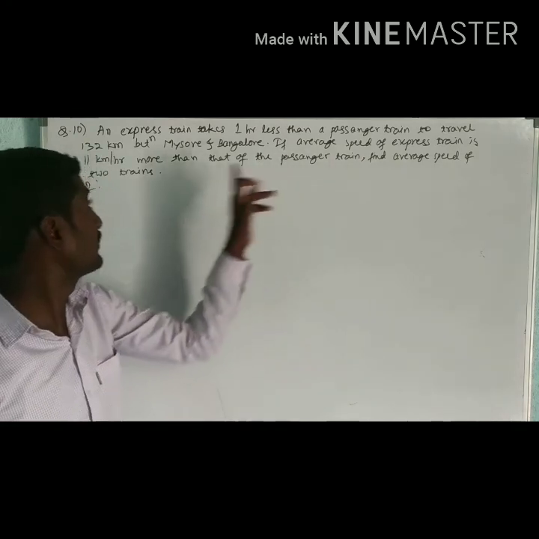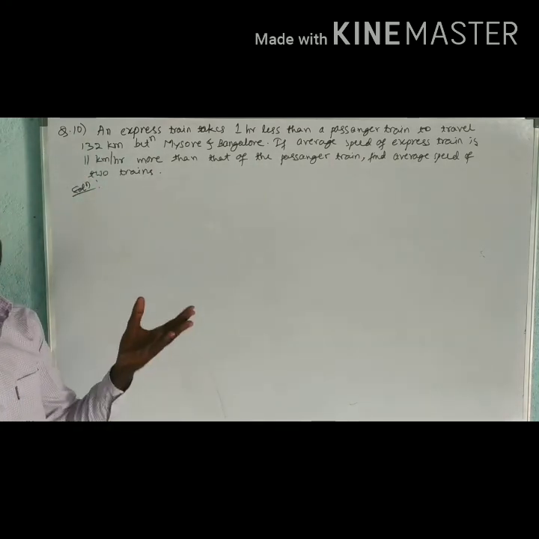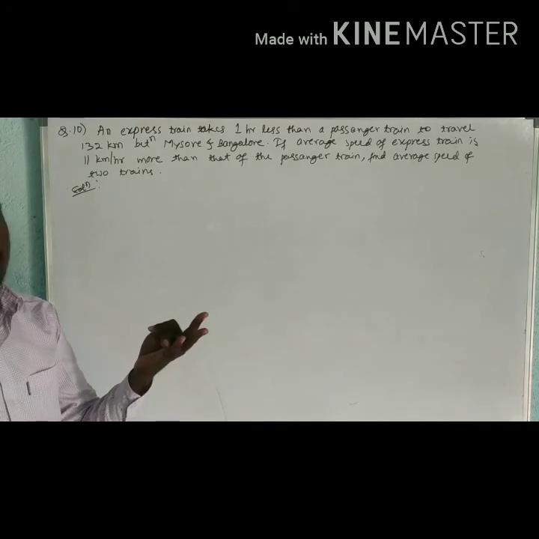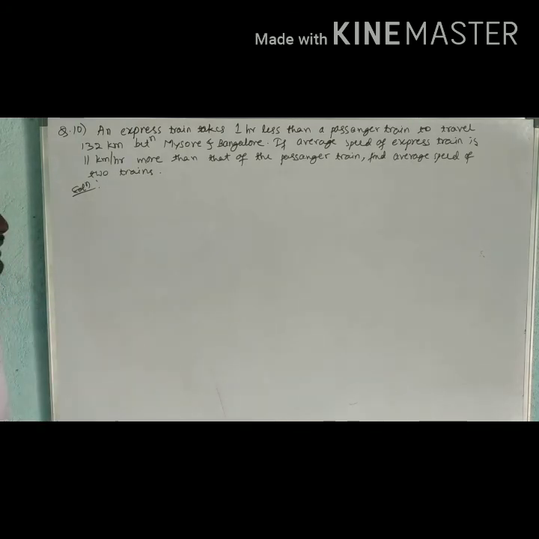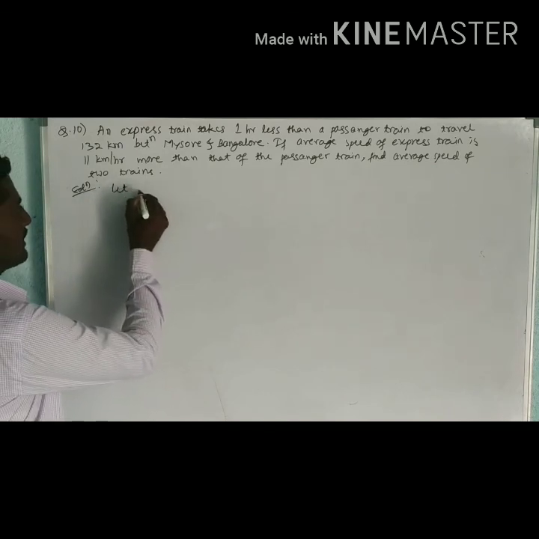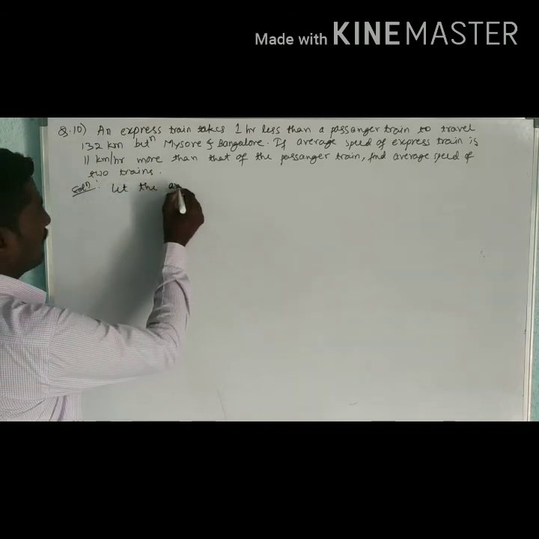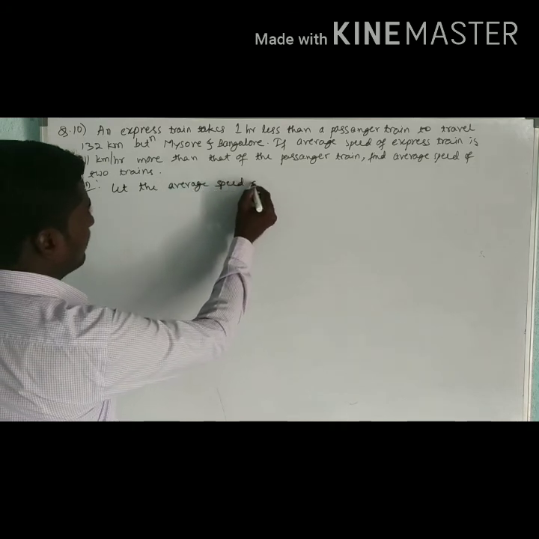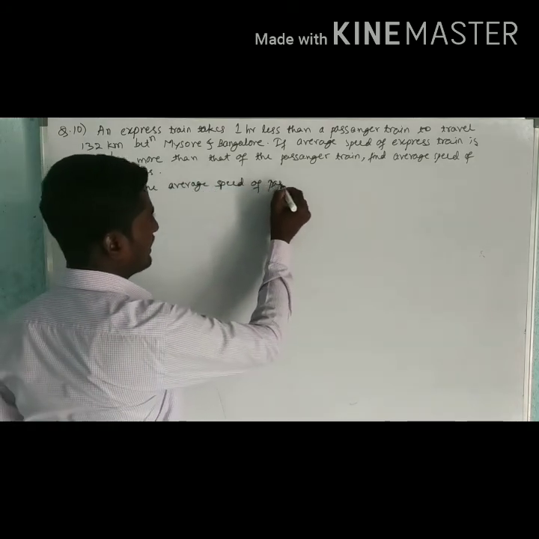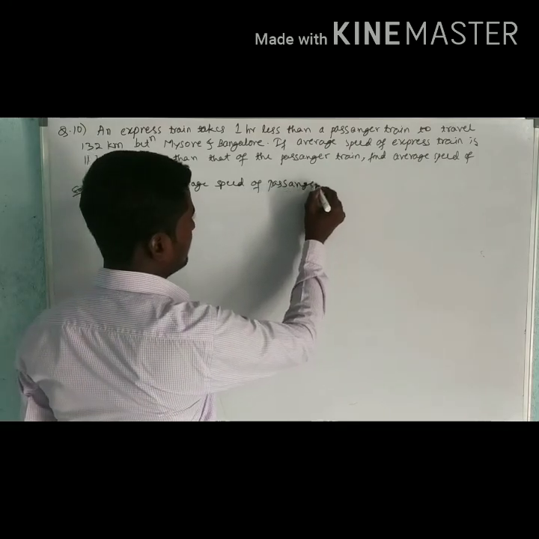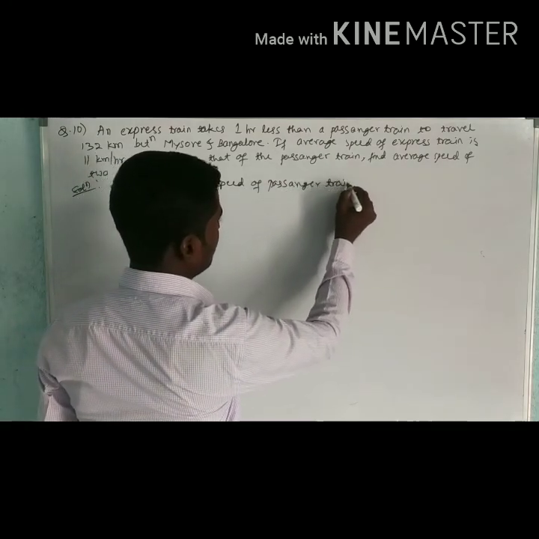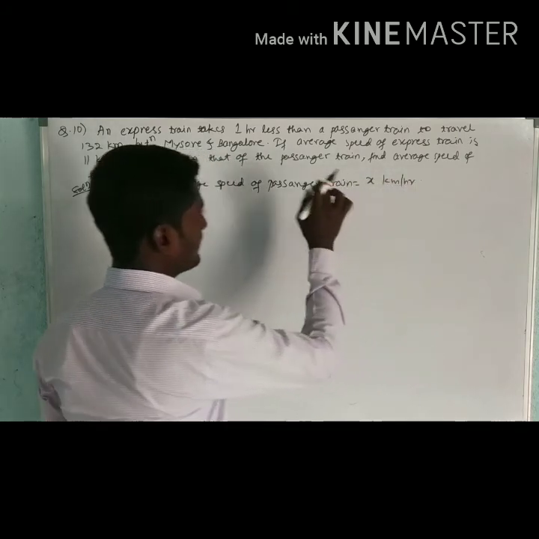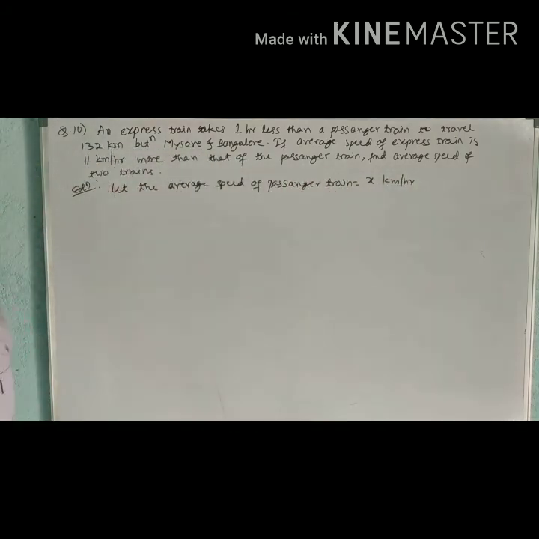Now we have to find the average speed of the two trains. So speed of the passenger train you have to find, speed of the express train you have to find. Now let us take here, let the average speed of the passenger train be x km per hour. Otherwise you can take this as express train also.